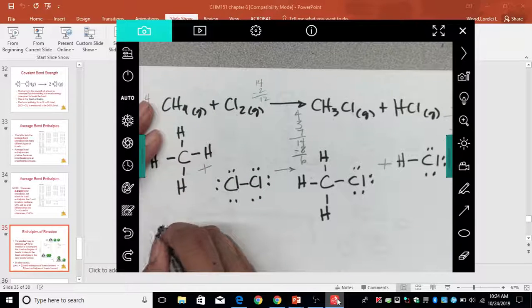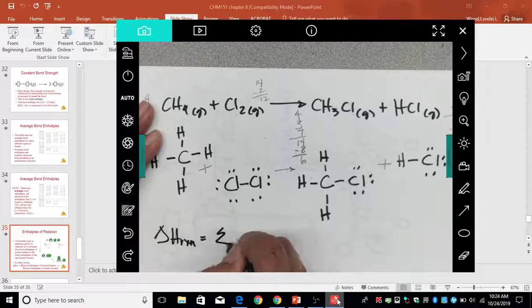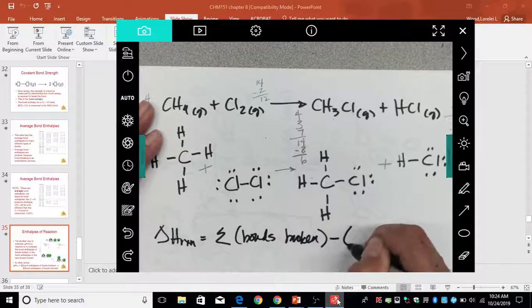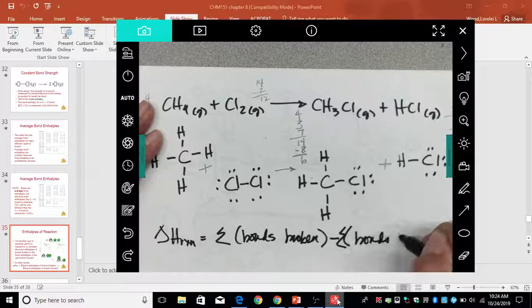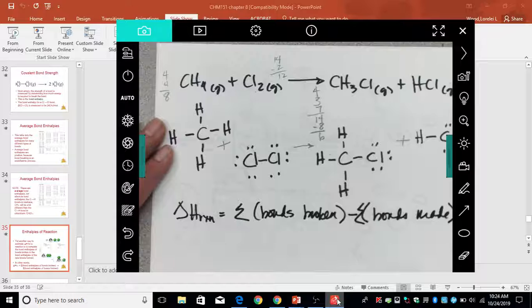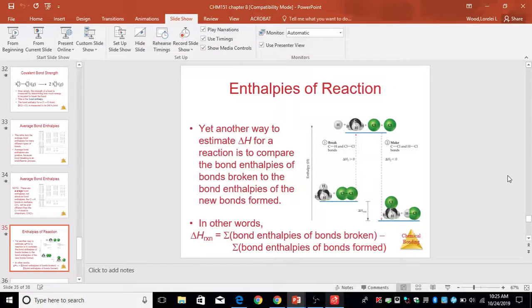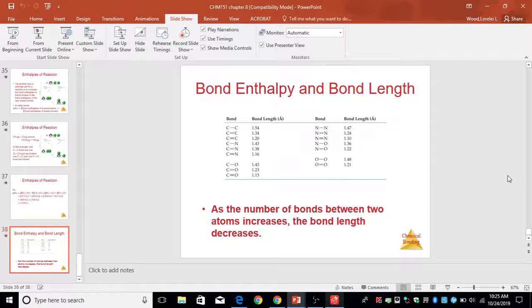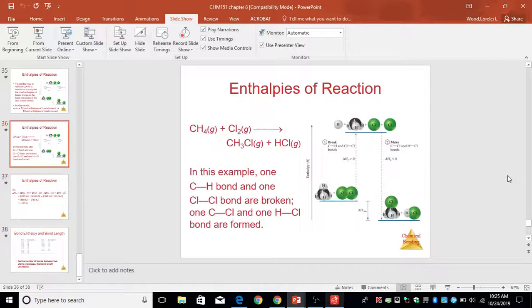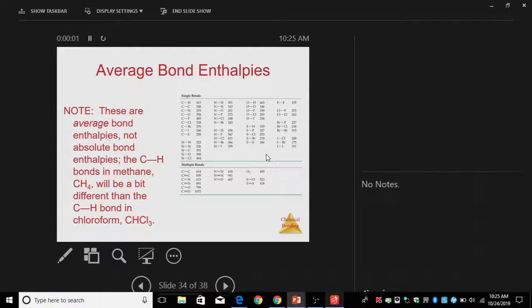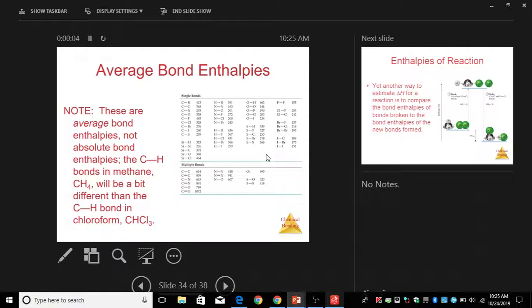Say delta H of the reaction is equal to the sum of the bonds broken minus the sum of the bonds made. Alright, so now what I want you to do is look on your table of bond enthalpies. The first one we need to do is look for CH bond enthalpy. So if we go back to our slide, there's a better table here. Here we go. This is the one we need. CH bond enthalpy is 413.